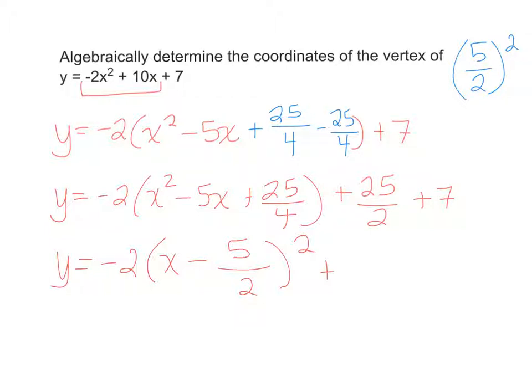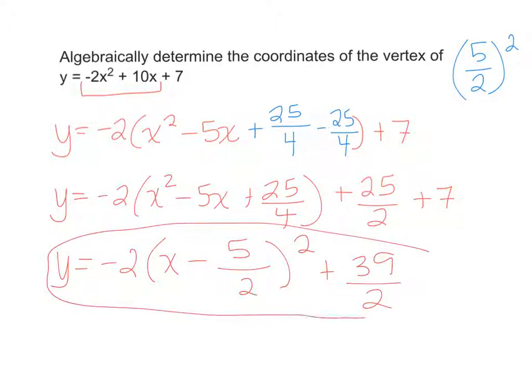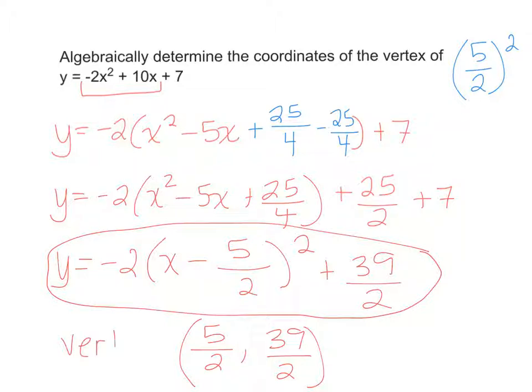And that's going to be 39 over 2. And there's the equation in vertex form. The question asked, what are the coordinates of the vertex? So what are the coordinates of the vertex? 5 over 2 and 39 over 2. It's not negative 5 over 2 because remember you take the opposite sign for the p-value.